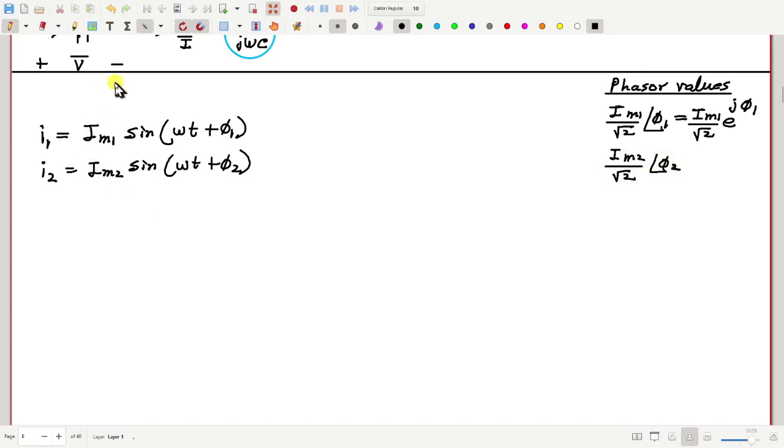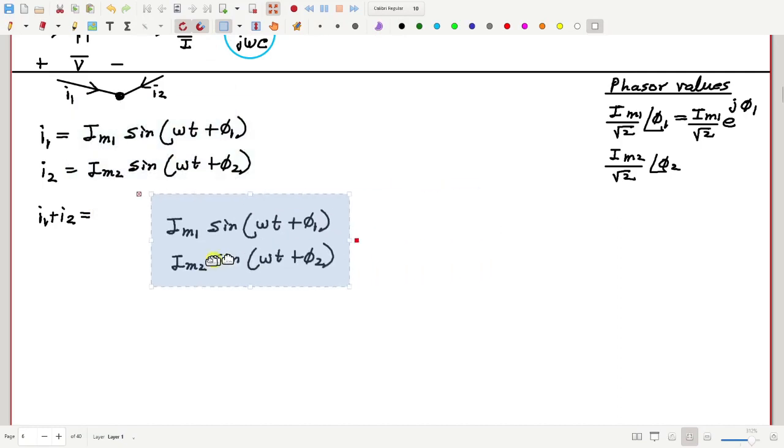Now suppose these two currents are entering a node in a circuit. Suppose this is I1, this is I2, and we want to get the total value of the current entering the node. So that will be I1 plus I2. How much will that be? That is basically the sum of these two quantities. Copy, paste.